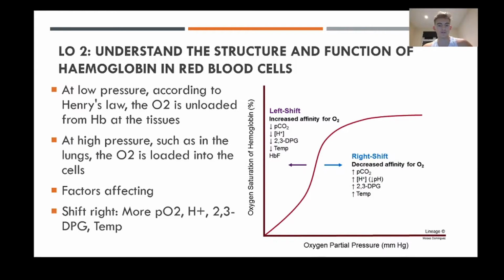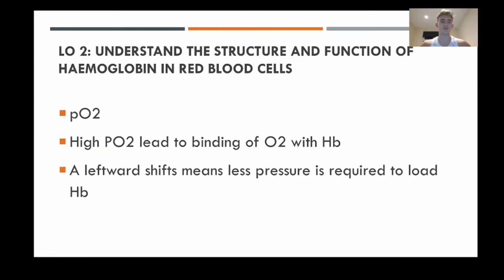When there's high pressure, we want to go into solution, so O2 is loaded into the cells. And the factors affecting this and the rate it's done at are these here and the ones in the graph. Let's go through them one by one. First, we've got pressure of oxygen. High pressure of oxygen leads to binding of O2 with hemoglobin, and therefore a leftward shift, meaning less pressure is required to load the oxygen.